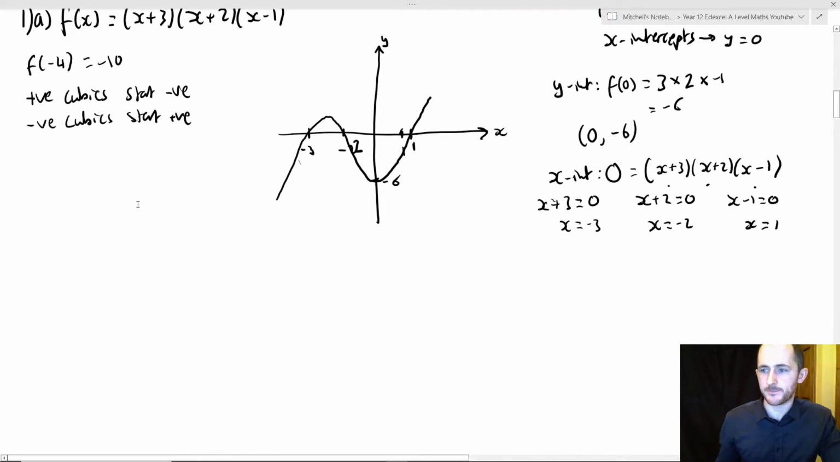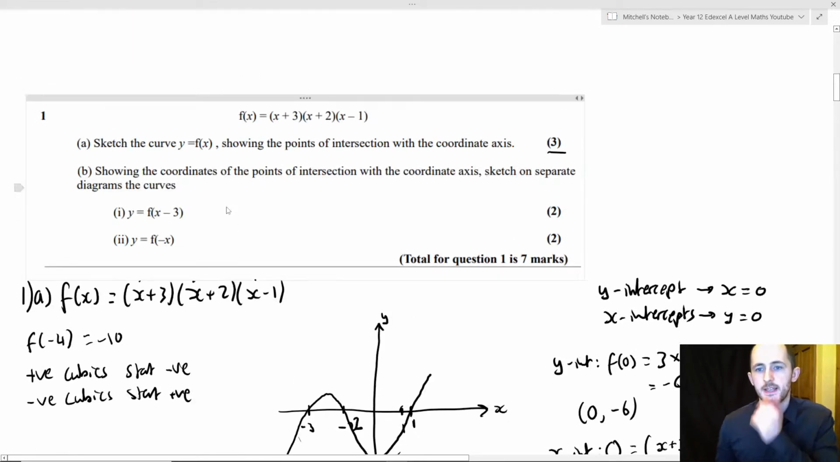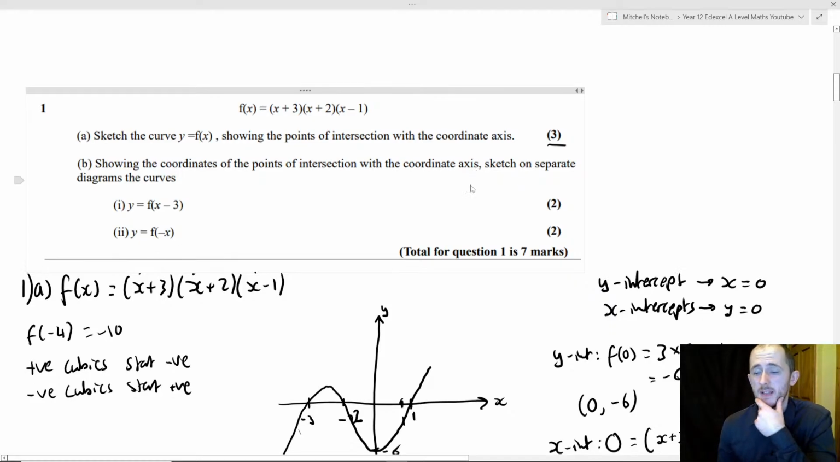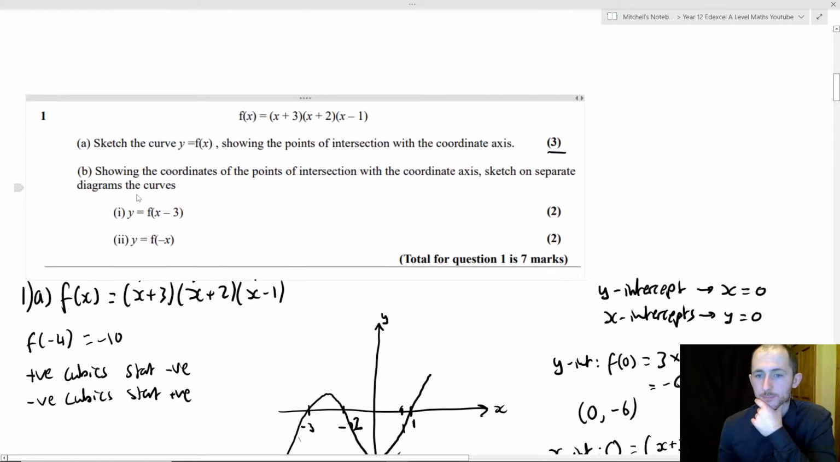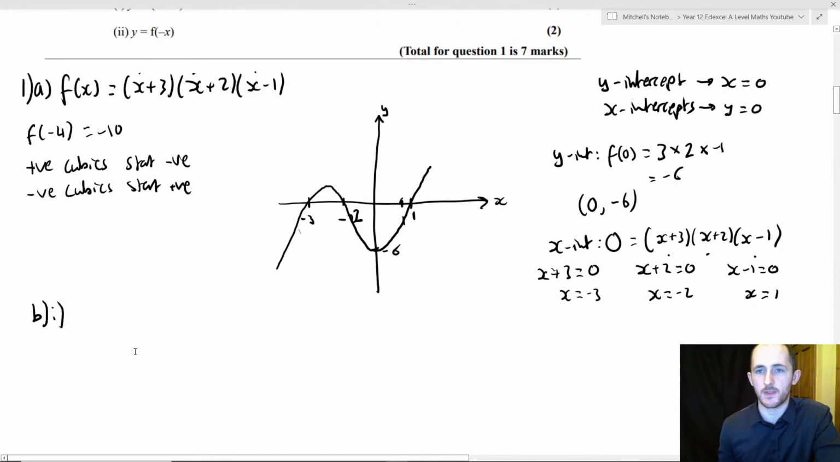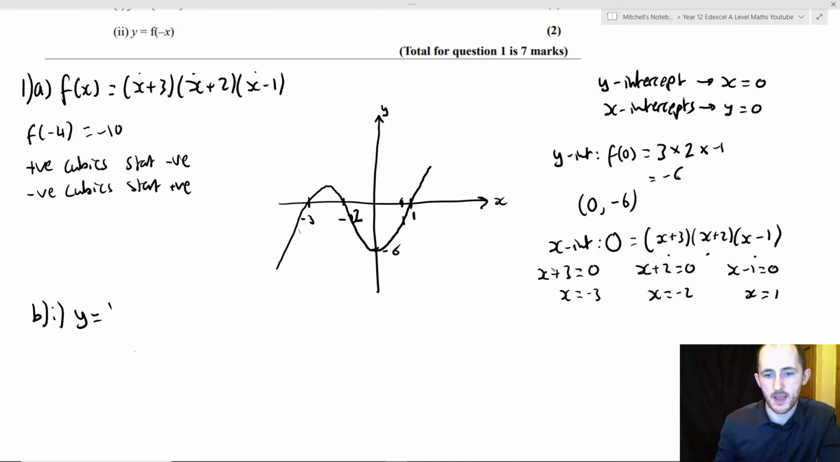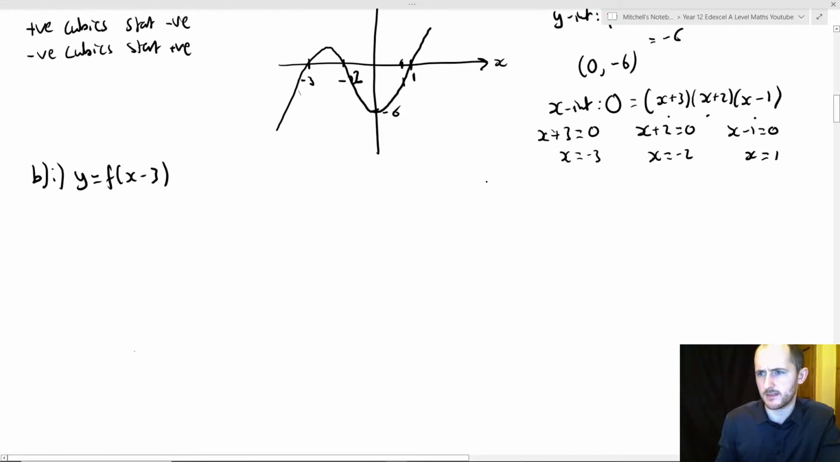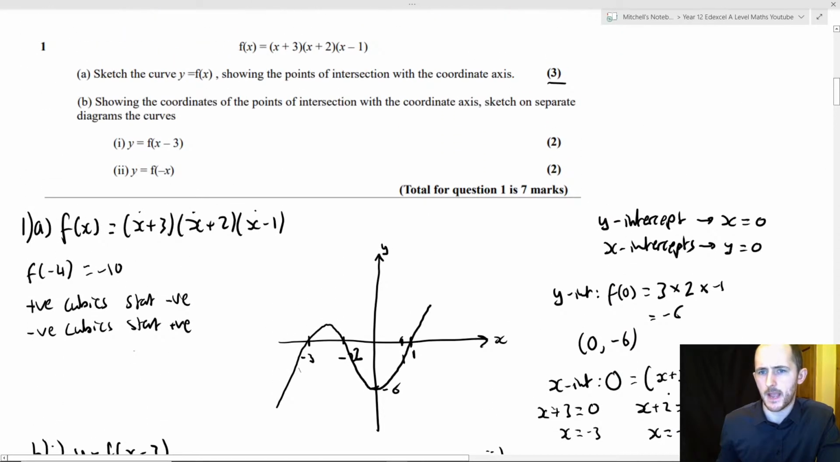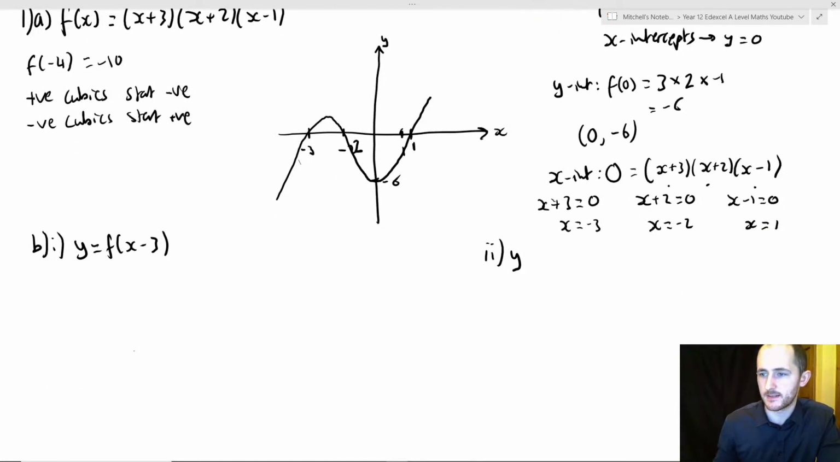Now if we scroll down a little bit, we have part B, part i, and what it says is showing the coordinates of the points of intersection with the coordinate axes. Sometimes they don't tell you that, but essentially when you do transformations, you need all of the x and y intercepts again, okay? Sketch on separate diagrams the curve. So first one is y equals f of x minus 3. We could do part 2 next to it here, which is exactly what I'm going to do because it makes it a bit easier for me. And y equals f of minus x.